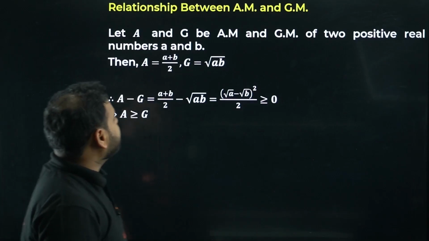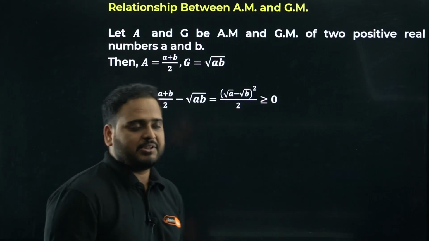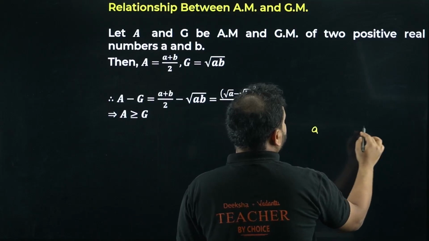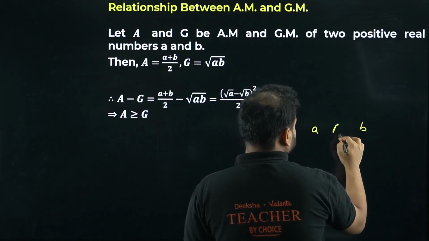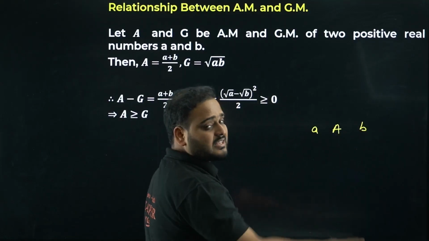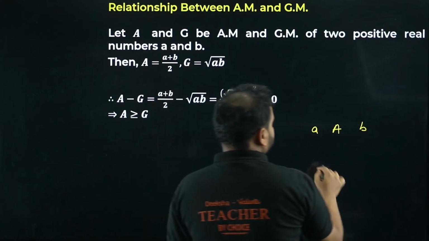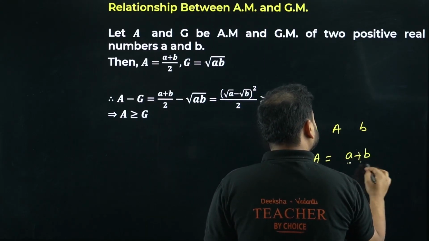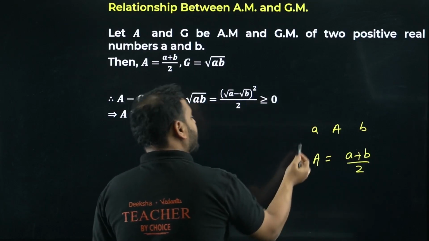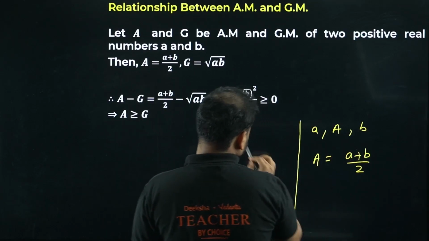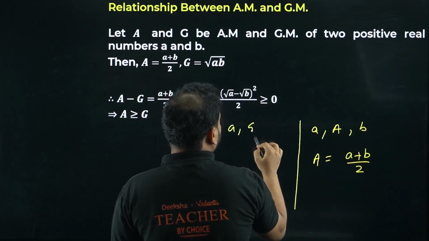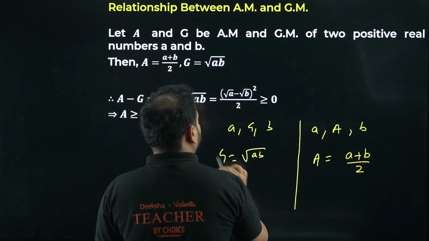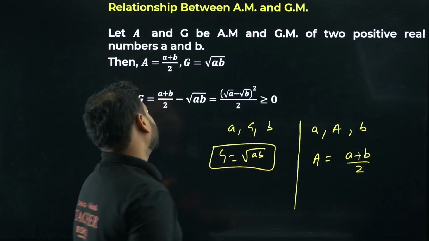Now what we have is the relation between AM and GM. What is AM? Arithmetic mean. So if I have two numbers, a and b, the arithmetic mean between a and b is given by a plus b by 2. You already know the GM, right? If I have a, g and b, g is given by root of ab. The relation given between them is this.